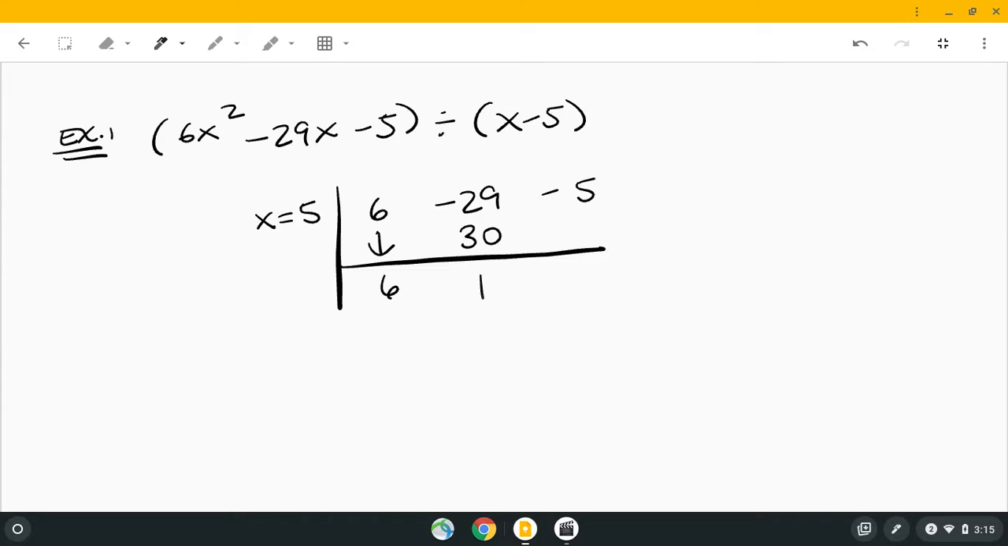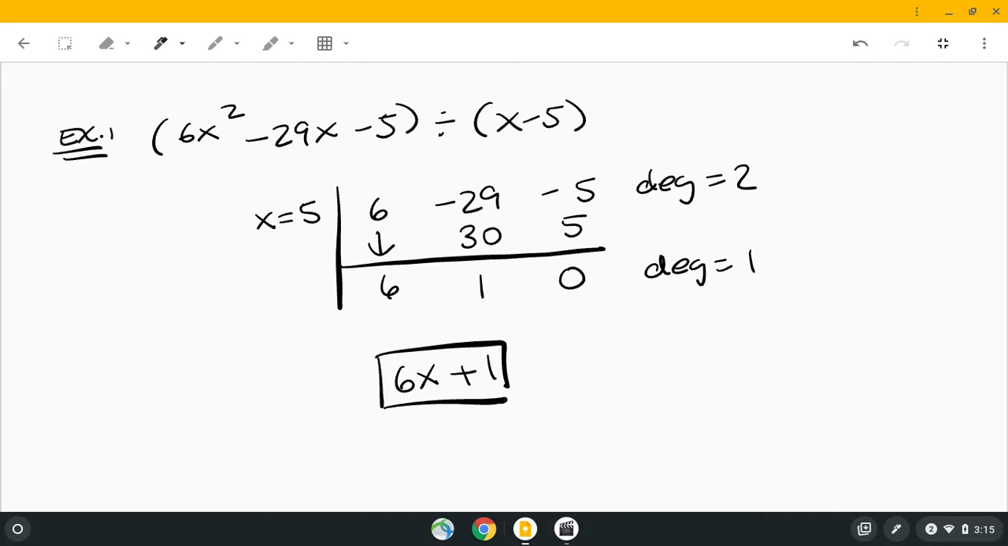Add. Multiply. 1 times 5 is 5. Add. We get 0. So here, this is a degree 2. So this must be a degree 3. I mean, degree 1. 1 less. It's always 1 less. So then our answer is going to be 6x plus 1, and then 0 remainder. Okay, so that's how we do that one.